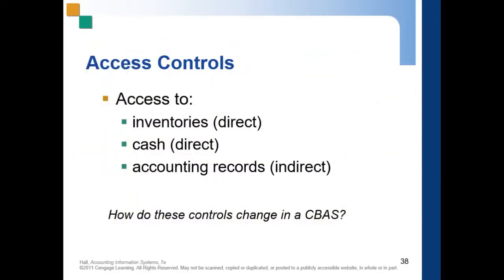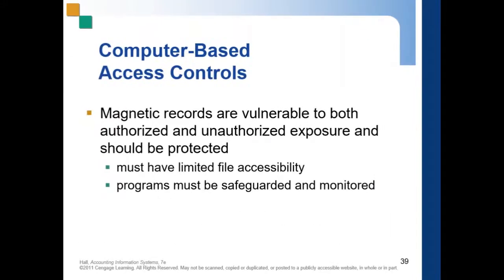So let's move on to access controls. The accesses include access to inventories, cash, and accounting records. So as you can see here, inventories, cash, and accounting records. How do they change in your computer base? Magnetic records are vulnerable to both authorized and unauthorized exposure and should be protected. Thus, they must have limited file accessibility and programs must be safeguarded and monitored.